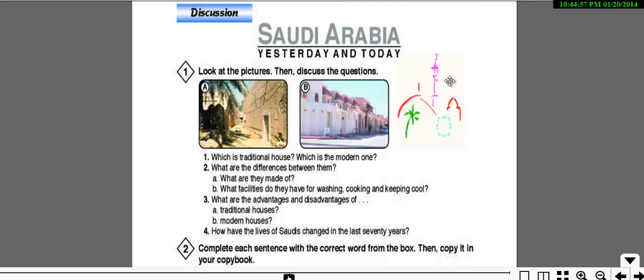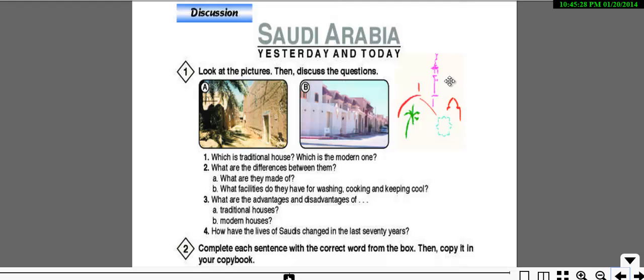But in B, you can see in this image very modern houses with all facilities and services needed, like being able to wash inside the house because there is a water filtration and water supply system, and also there is a keeping cool utility of air conditioning and so on.